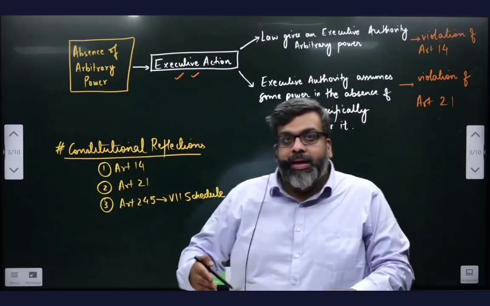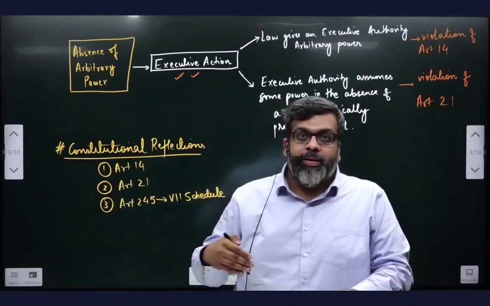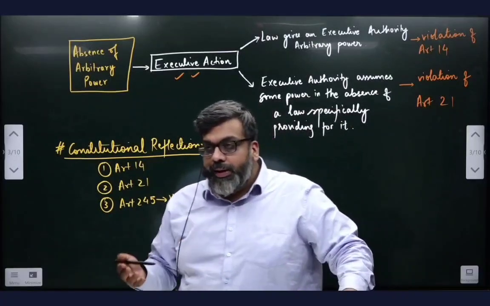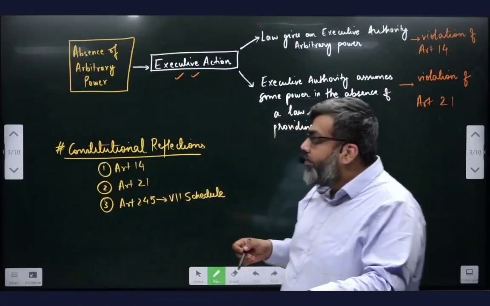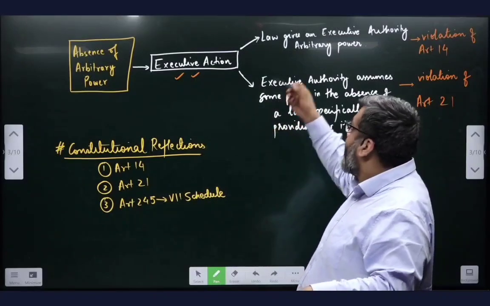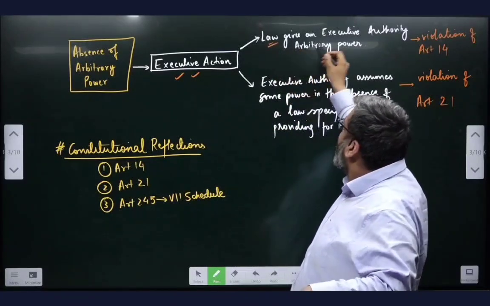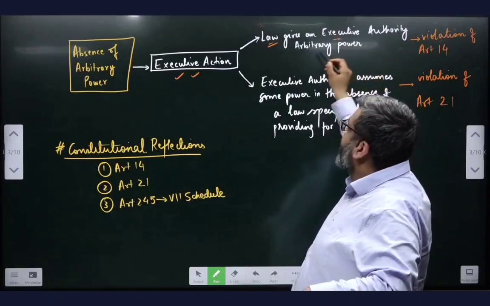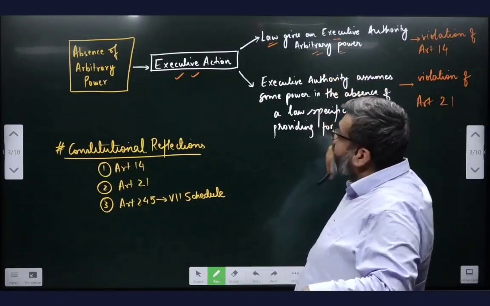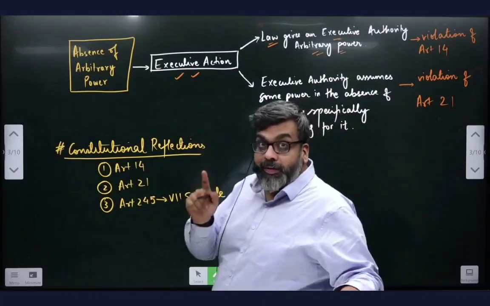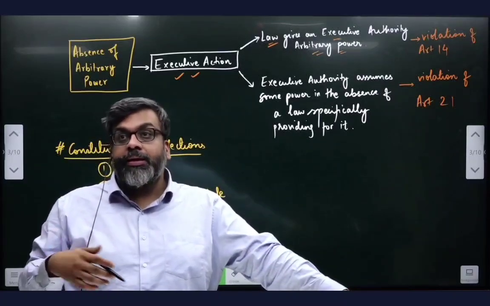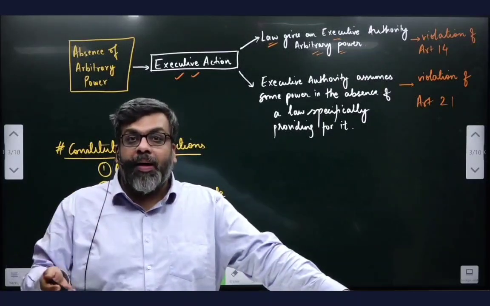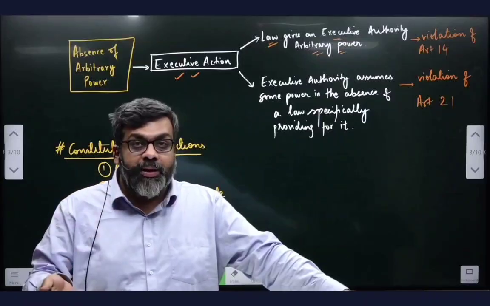Now, the executive is doing something. What the executive is doing could be because of two reasons. Reason number one, very simply, would be that there is a law that gives the executive authority some arbitrary power. This is a prelims previous year question, by the way. The question was, if there is a law that gives uncontrolled arbitrary powers to the executive to do something, what does it violate?